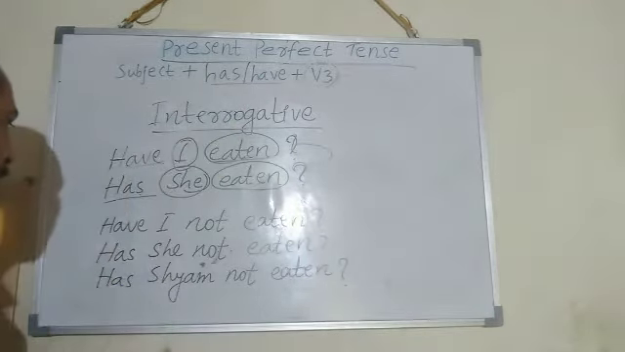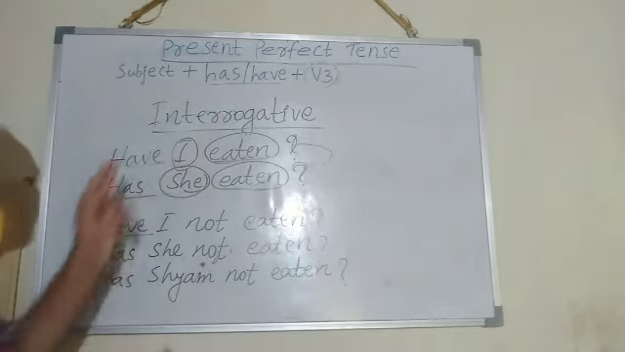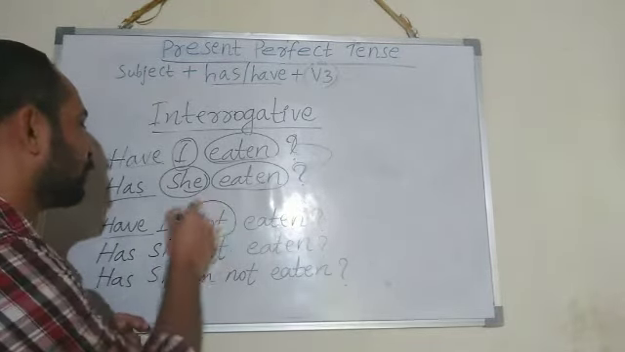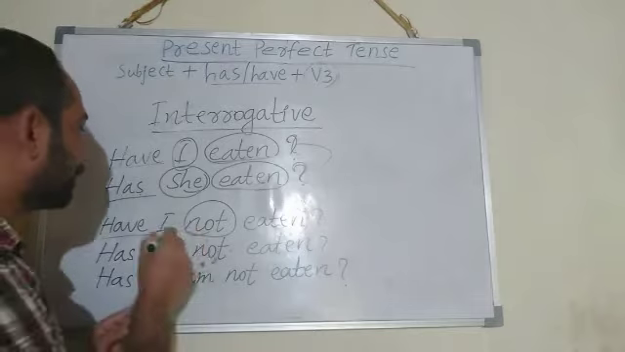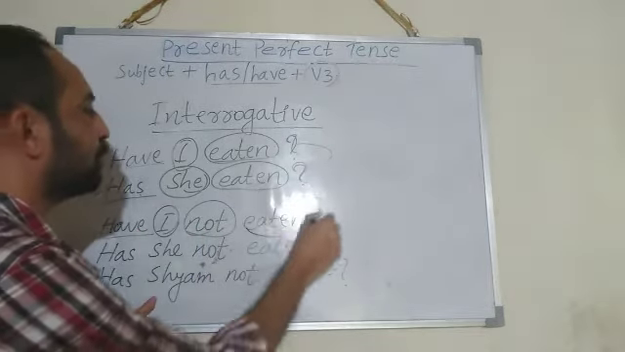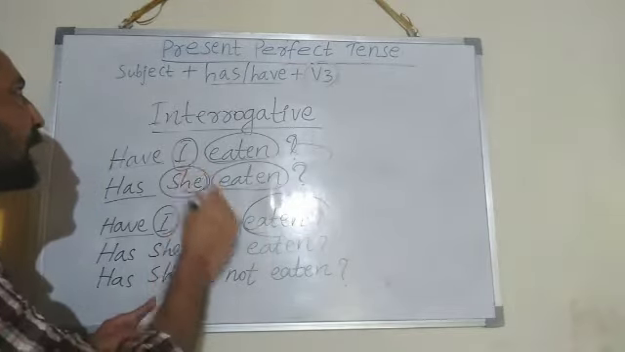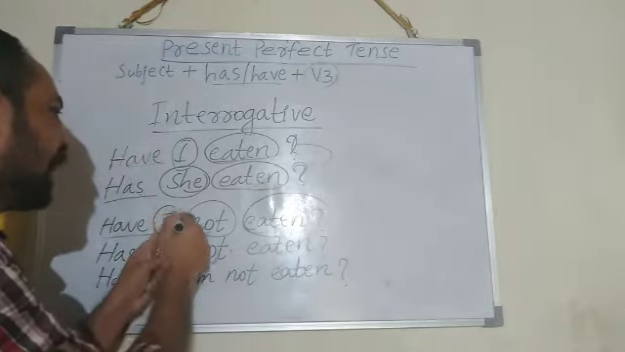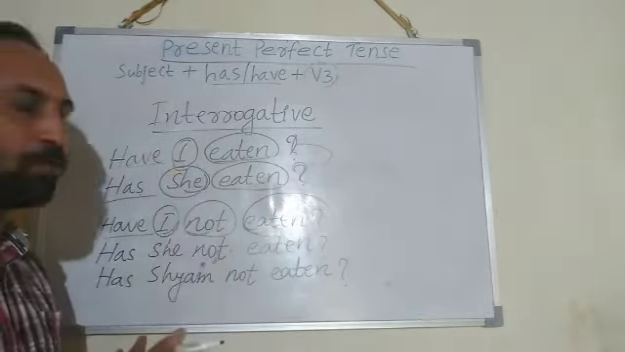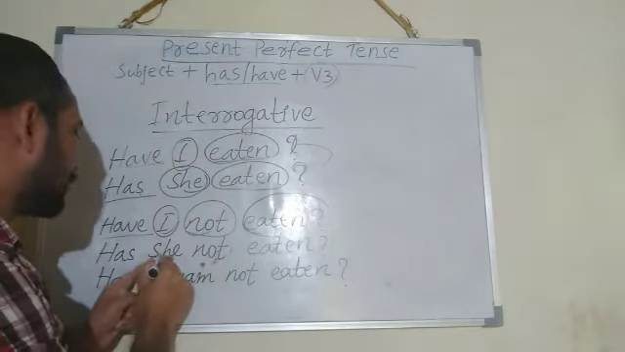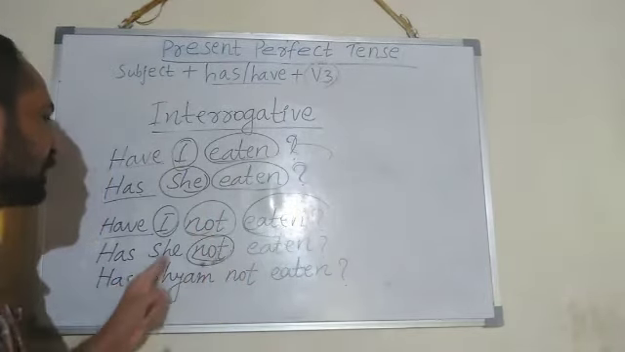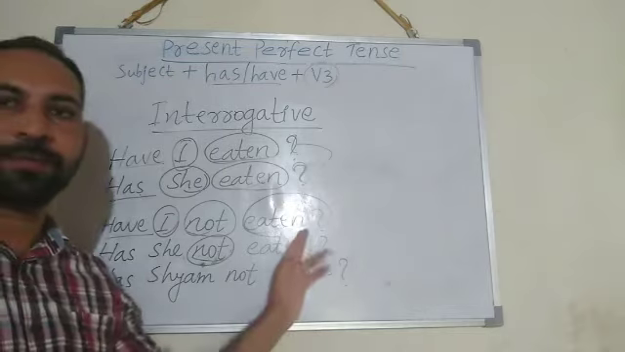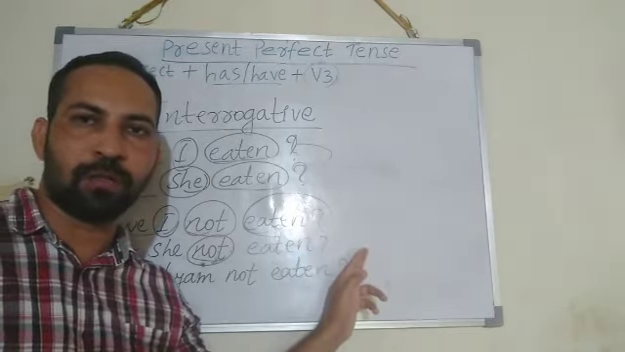Okay. So here also, auxiliary verb in the beginning, after that subject, then not. For making negative, you have to use not in between subject and main verb, eaten. Always remember, in negative present perfect tense, you have to use not in between subject and main verb. Has she not eaten? Not, you have to use between subject and main verb. Has Shyam not eaten? After that, in the ending, you have to put question mark.